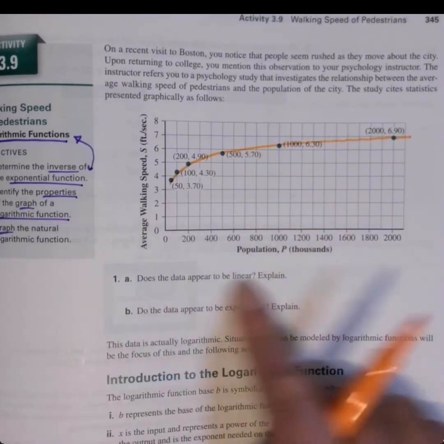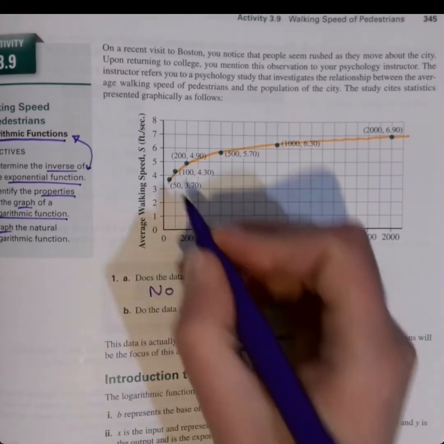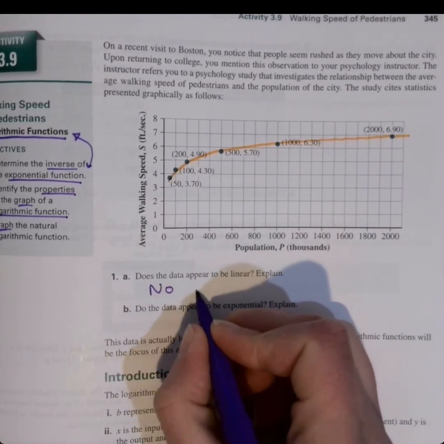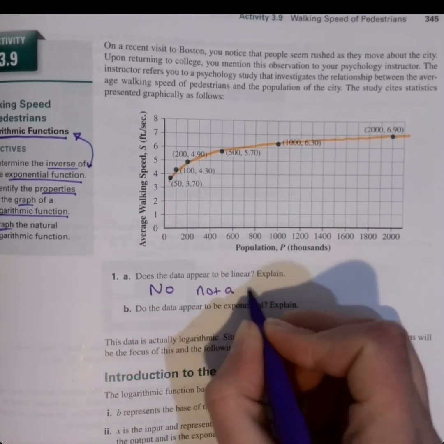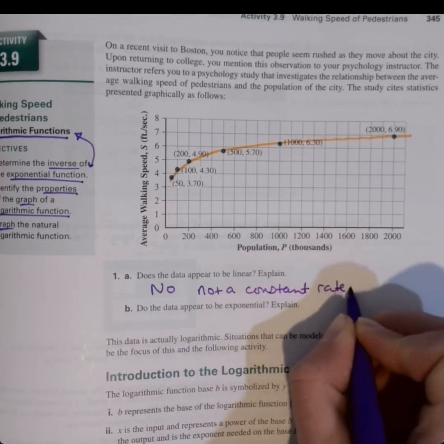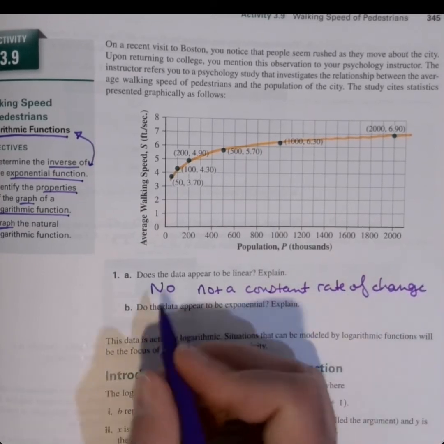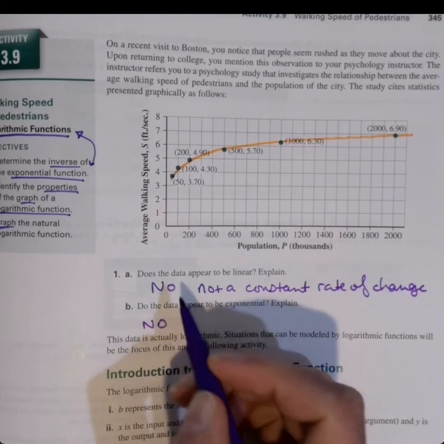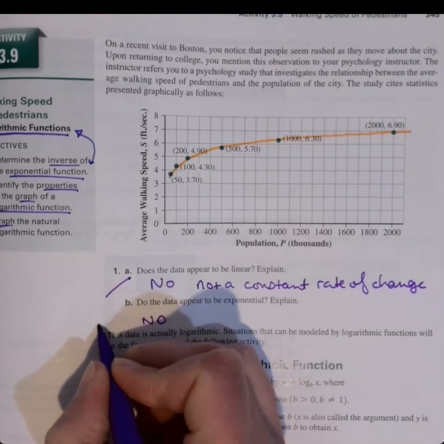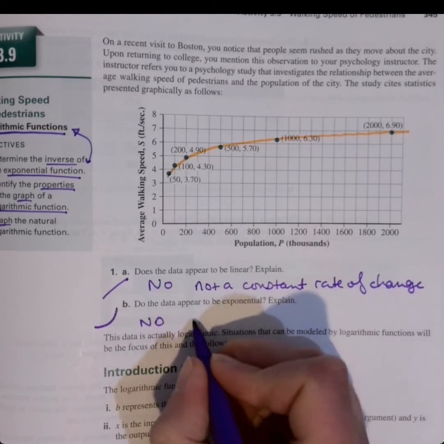So does this data appear to be linear? No, because the amount of increase is not constant. The rate of change is not constant. And does the data appear to be exponential? No. Linear would have been a straight rate of change. Exponential would have been increasing more and more rapidly. So the rate of increase is not increasing.